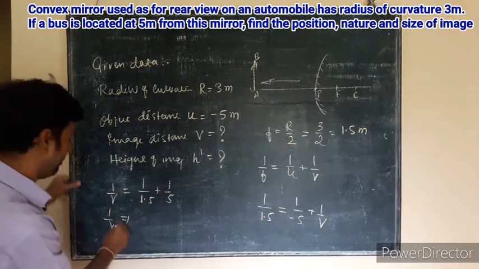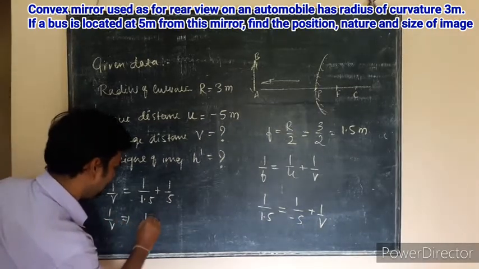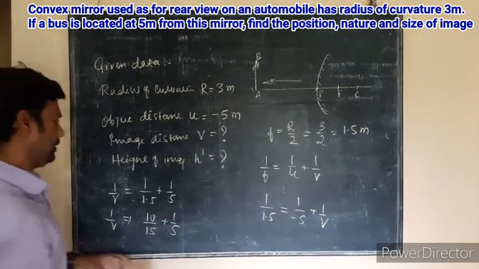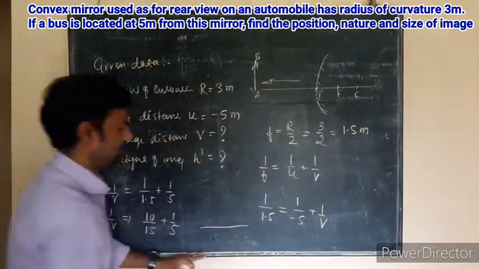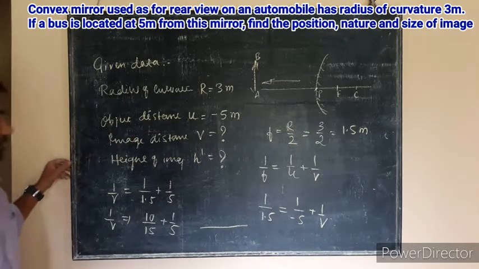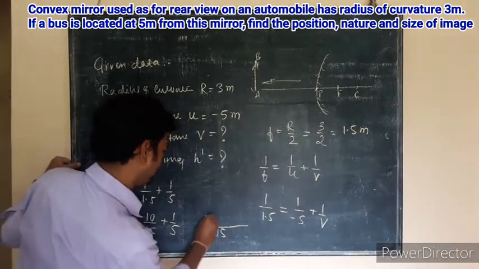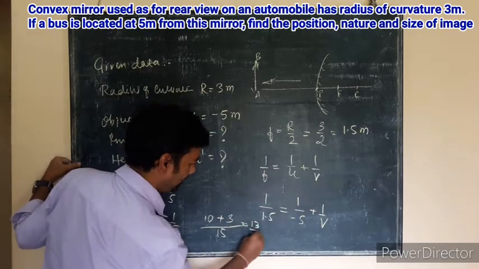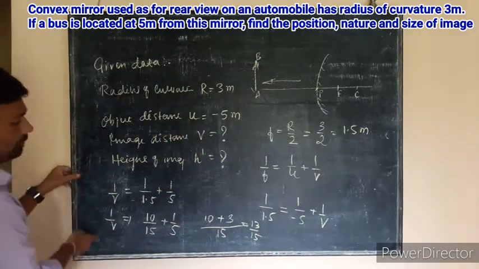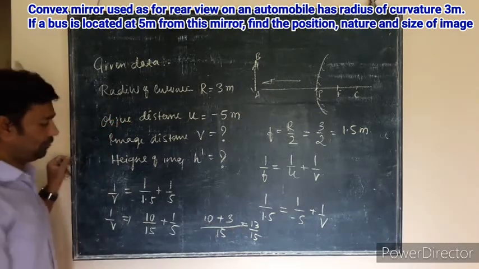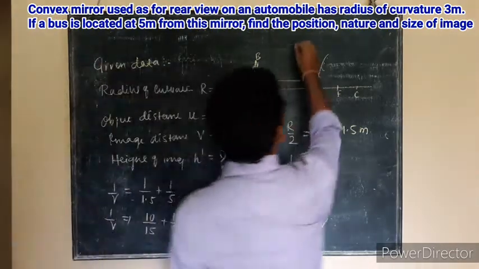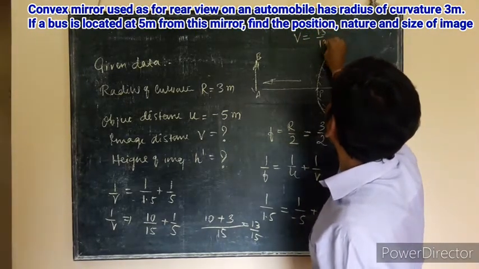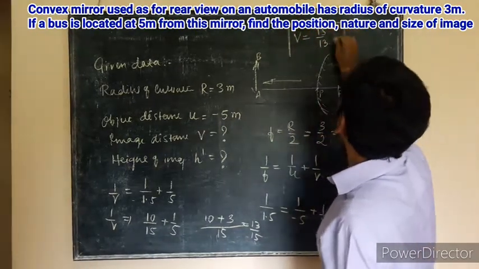So 1 by V, I will write as 10 by 15 plus 1 by 5. You can take an LCM. LCM is how much? 15. So this is 10 and this is 3. So 13 divided by 15. So 1 by V is 13 by 15. Then what about only V? V is equal to 15 divided by 13 meter.